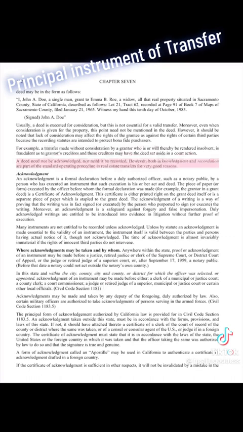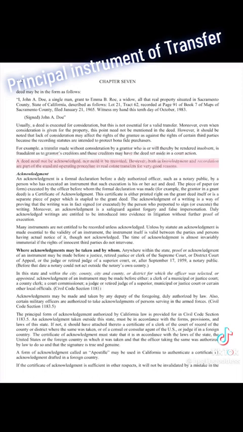Where acknowledgments may be taken, and by whom: anywhere within the state, proof or acknowledgement of an instrument may be made before a justice, retired justice, or clerk of the Supreme Court, or District Court of Appeal, or the judge or retired judge of a superior court, or, after September 17, 1959, a notary public. Before that date, a notary could not act outside the notary's own county.